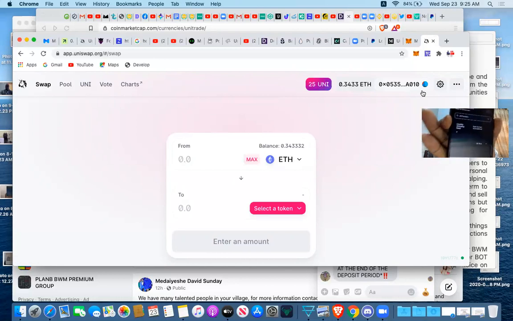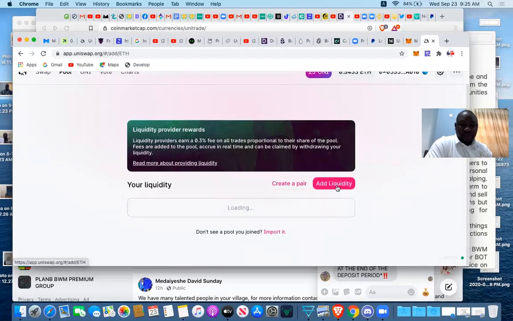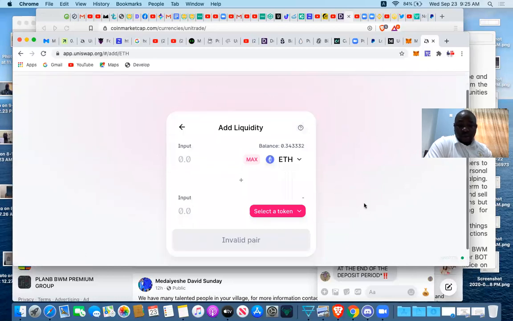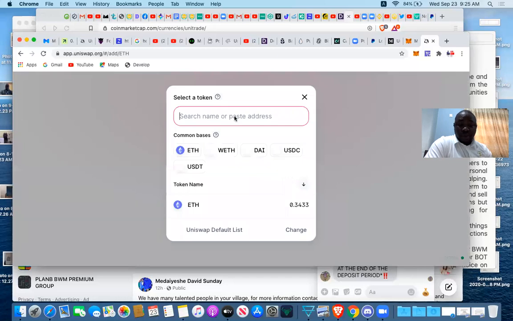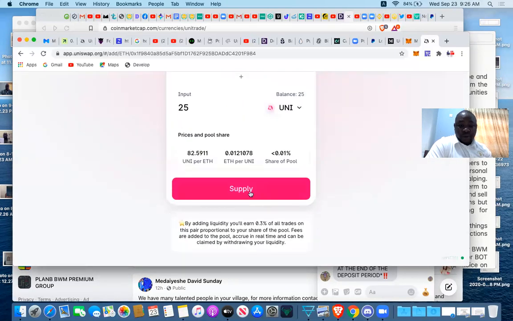You can see it's showing earnings of about 19 cents. Whatever. Now let's go to pool. I'm adding to liquidity. So check the coin, Uni. See, I have 25 Uni here. Maximum, so 25 Uni is equivalent to 0.3 ETH. So there you go, you click on supply.